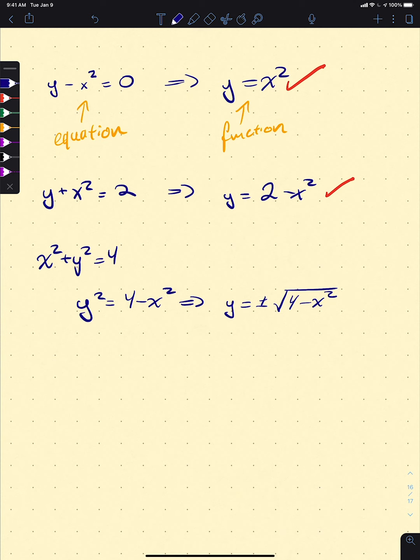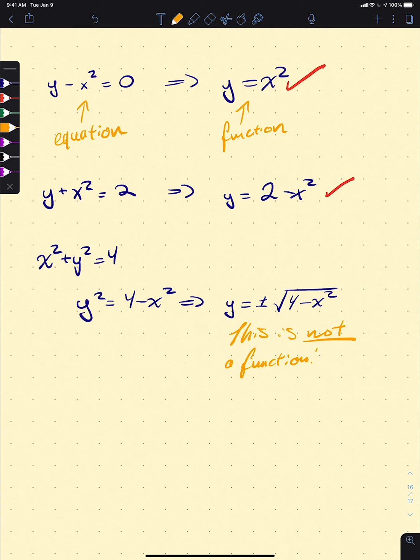Well, now this is a problem. Because for each input x, I get plus the square root of 4 minus x squared, and I get minus the square root of 4 minus x squared. So this is not a function. It's not a function because remember, one of the things that defines a function is that it's one output per input. I feed in one input, x, and I get two outputs, so we don't have a function.